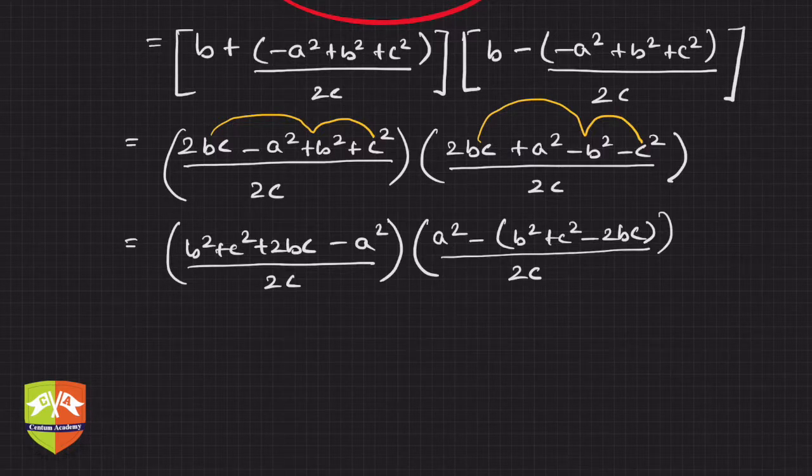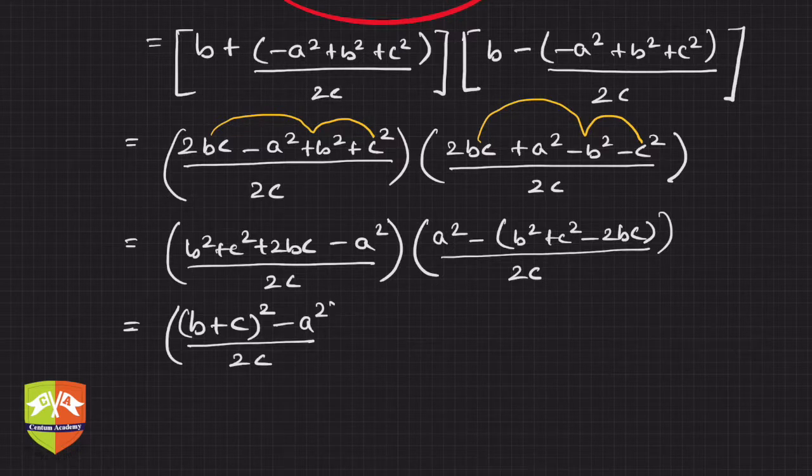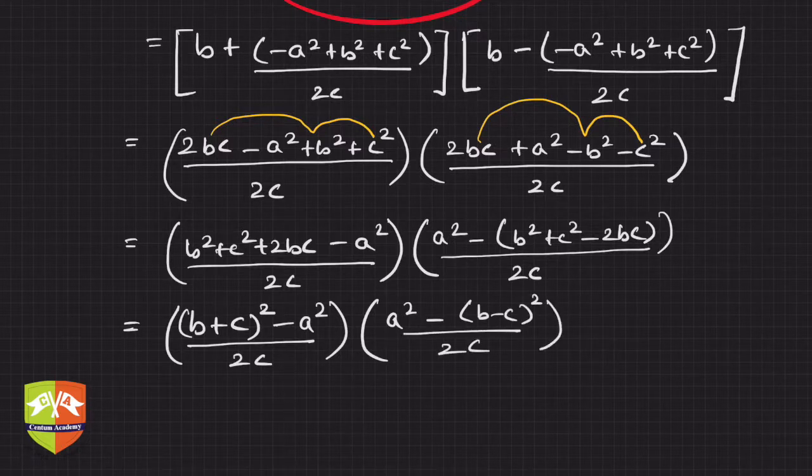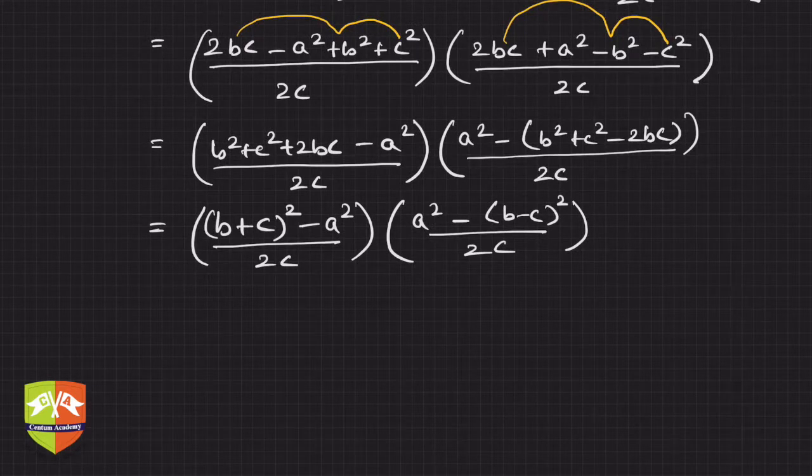I hope you understood the calculations. I just rearranged the previous expression. Now, what is it? It is nothing but B plus C whole squared minus A squared divided by 2C, and this is A squared minus B minus C whole squared upon 2C. Isn't it? So again, we are getting a square, difference of square thing.